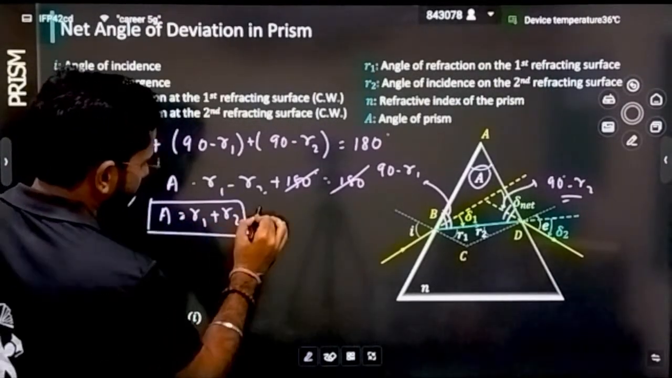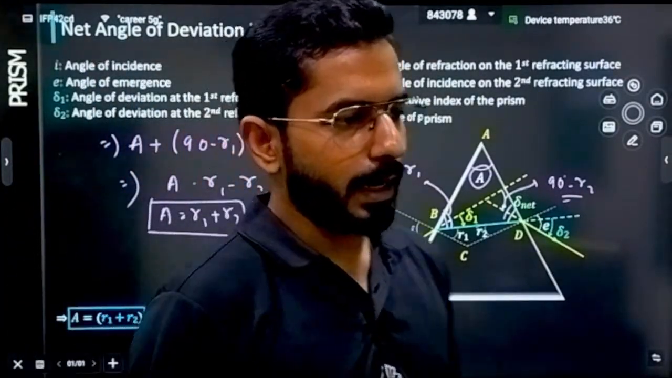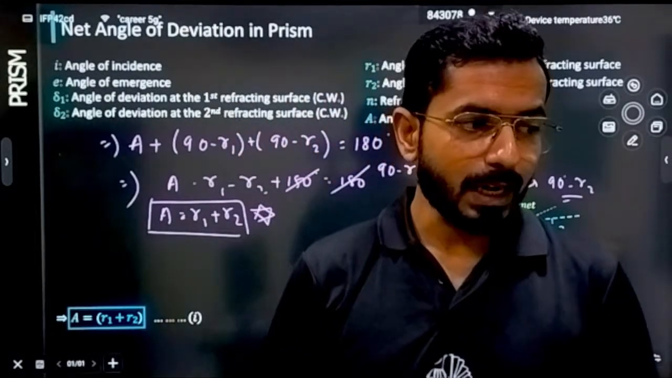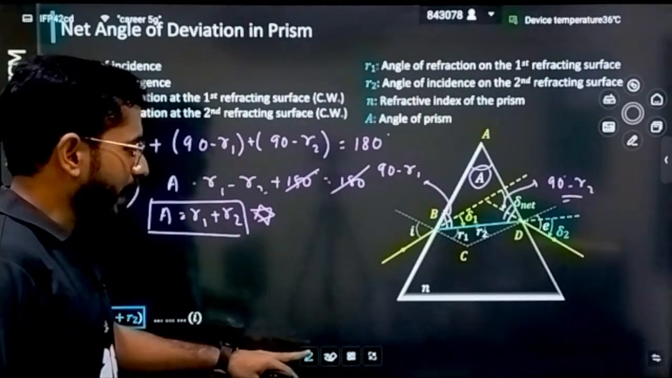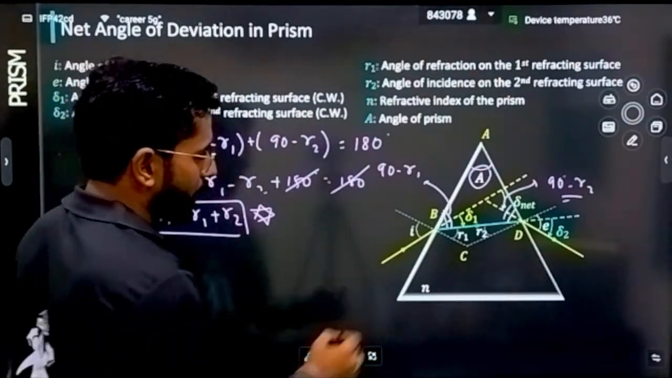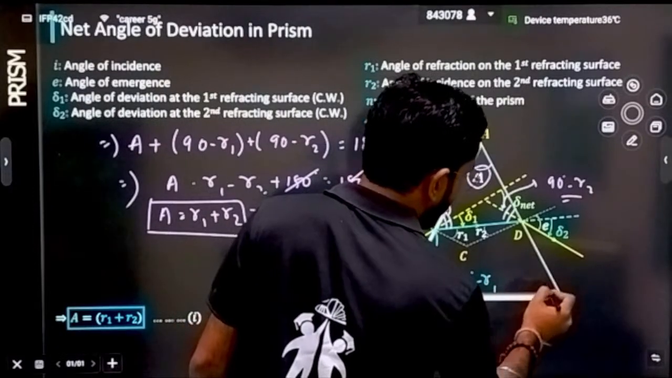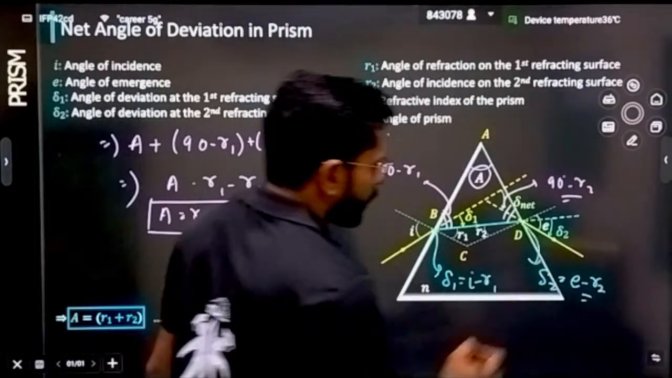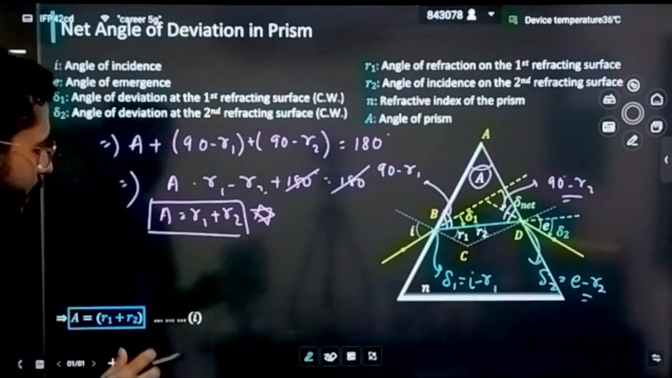This is the first important result that you have to remember for the prism. The angle of prism is equal to R1 plus R2, and now you are very clear about what R1 and R2 are. Correct. Now let's move further, because at the end the net motto is to calculate the net deviation. So tell me what you will write for deviation 1. Deviation 1 you will write as I minus R1, and deviation 2 you will write as E minus R2. Both the deviations are in the same clockwise direction. I have told you by the diagram also.